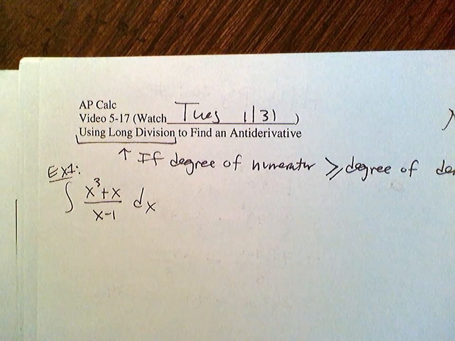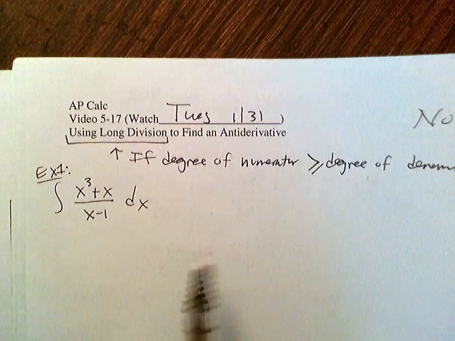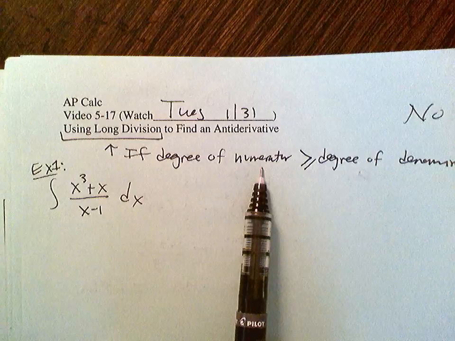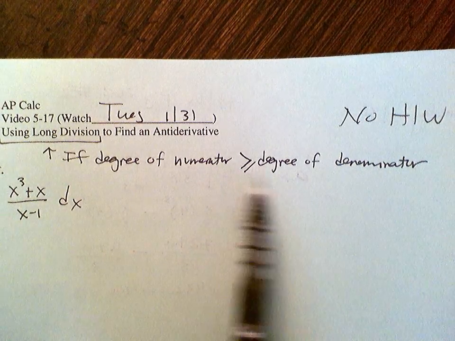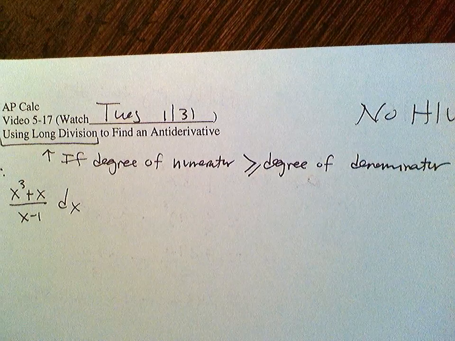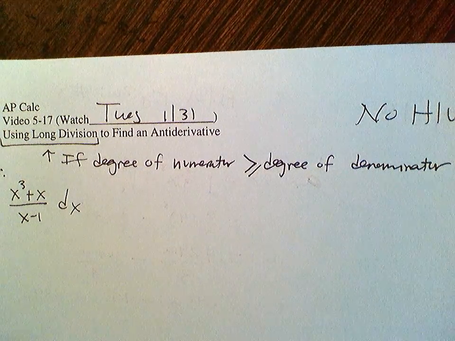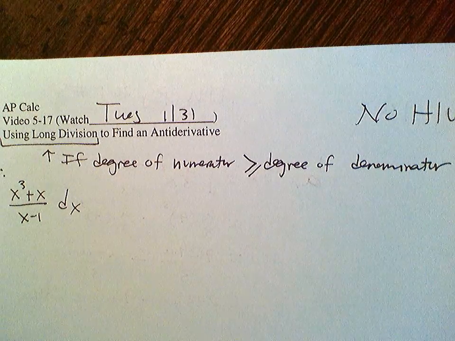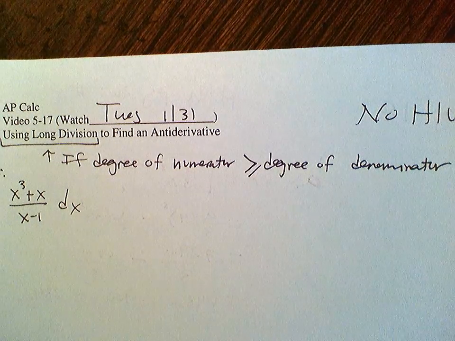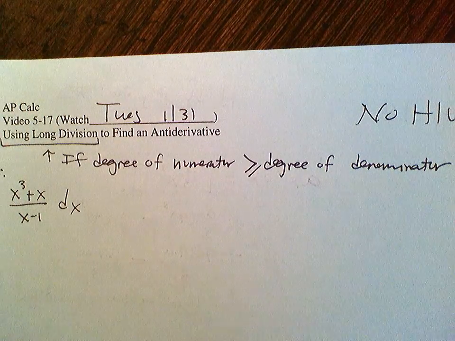And guys, you want to use long division to find an antiderivative, so please write this down: if the degree of the numerator is greater than or equal to the degree of the denominator. And the fact that I'm saying degree, we want these to be polynomials, the numerator and denominator. We want it to be a rational function whose numerator and denominator are polynomials. That's the only way that long division would work.